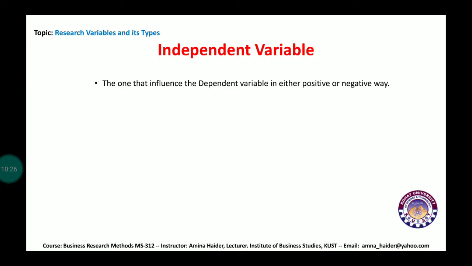For example, like earlier we said that advertisement improves sales. So bringing a change in advertisement would actually bring a change in sale. So advertisement is the independent variable and sale is the dependent variable. A negative way could be explained like this: when you try to increase the working hours of employees, the motivation level of the employee decreases. So an increase in working hours would bring a decrease in the motivation level of the employees.